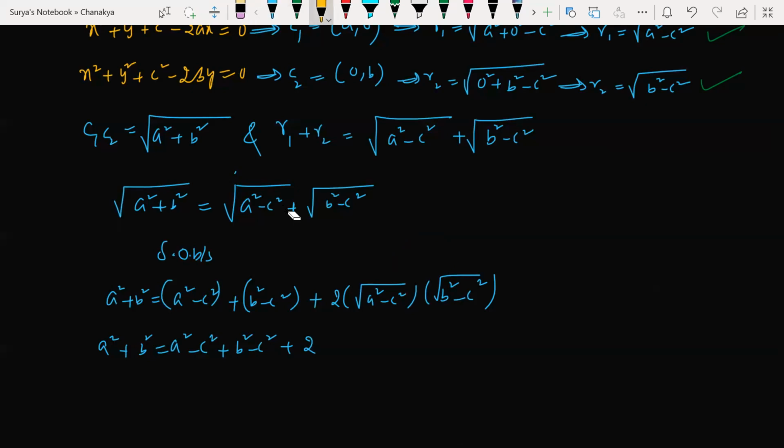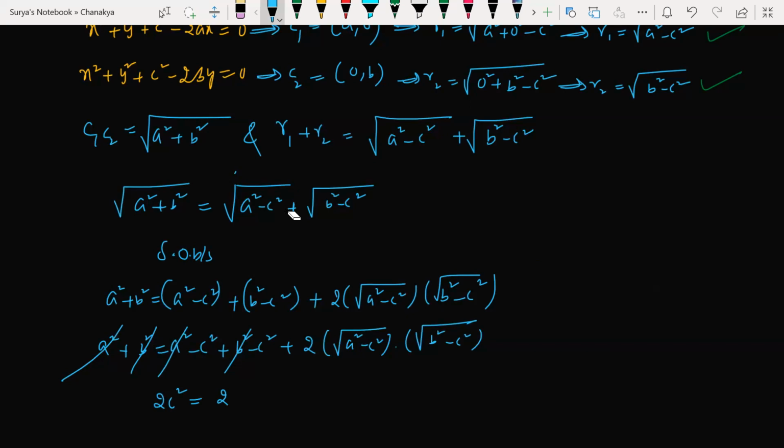If you observe this properly, look at this here: 2 times of A square minus B square. Guys, can I cancel A square on both sides, B square on both sides? Of course, yes. So minus C square, so minus 2 times of C square. Can I just bring that minus 2 times of C square to the left hand side? Yes. Right? 2 times of.